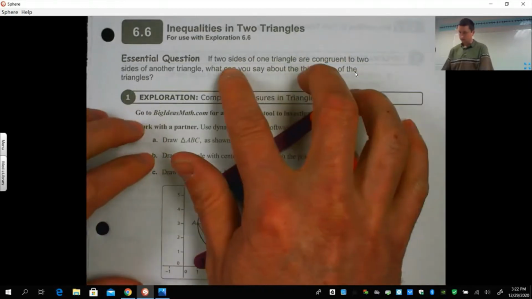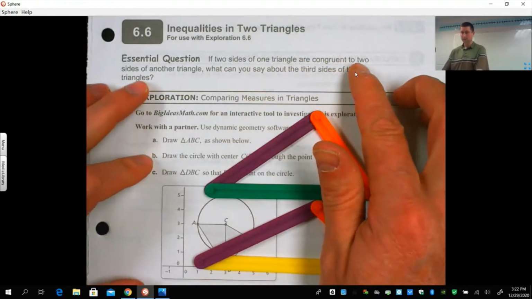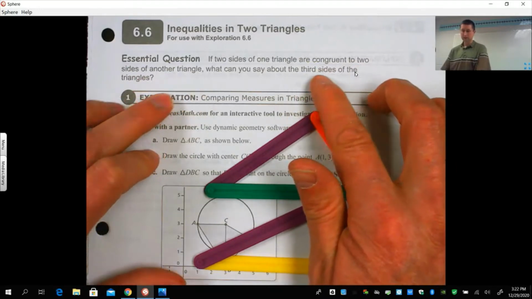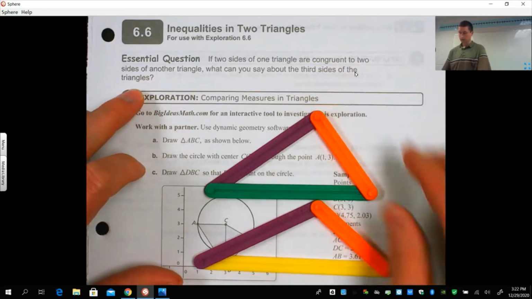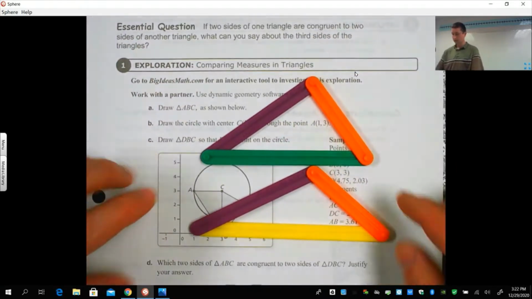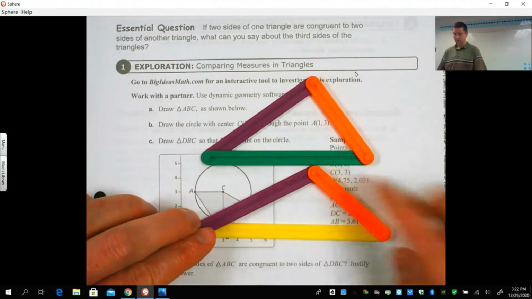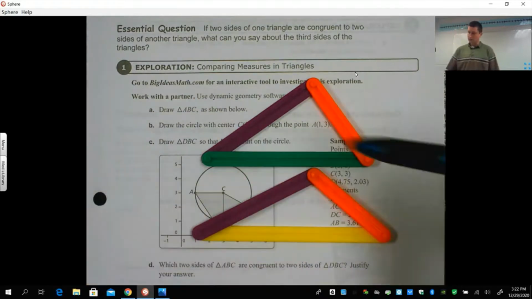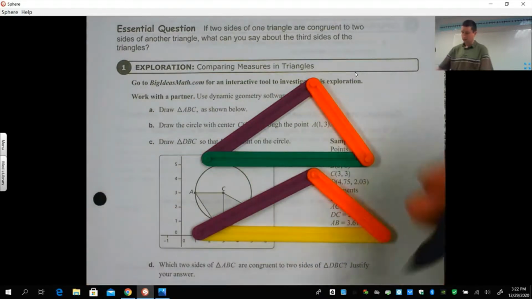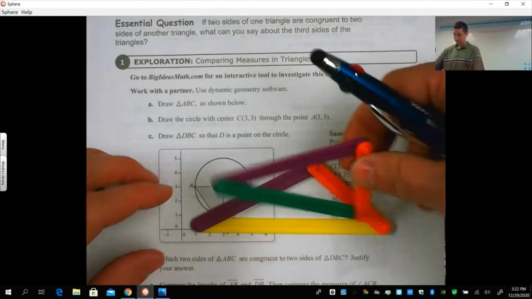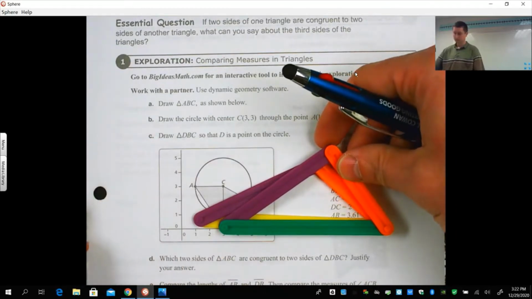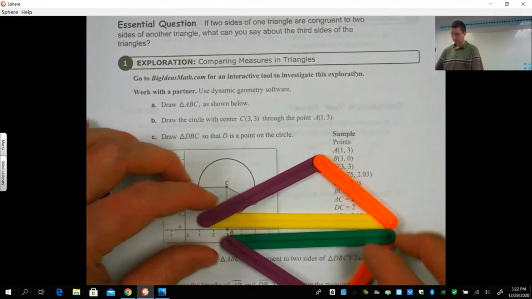It says if two sides of one triangle are congruent to two sides of another triangle, what can you say about the third sides of the triangle? Okay, so we have this situation right here going on. I have two sides, an orange and a purple, and two sides, an orange and a purple. One of them is connected with a green piece, which is, if I overlap these a little bit, you can see that it is shorter than the yellow piece.